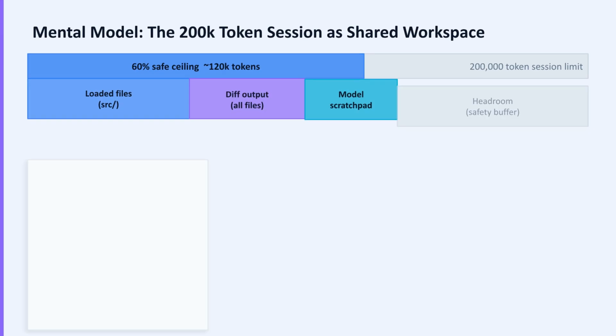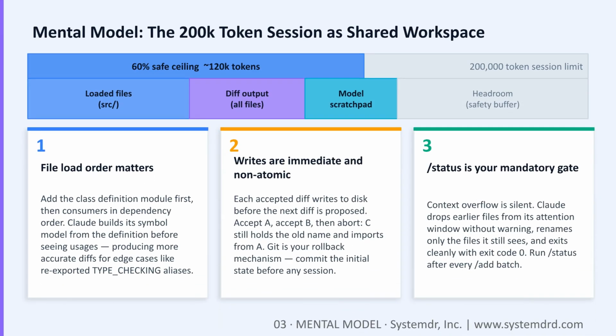Our mental model for the 200K token session uses a shared workspace. File load order matters. Load the definition module first. Writes are immediate and non-atomic. Commit the initial state first. The /status command is your mandatory gate to check token usage and avoid silent context overflow.